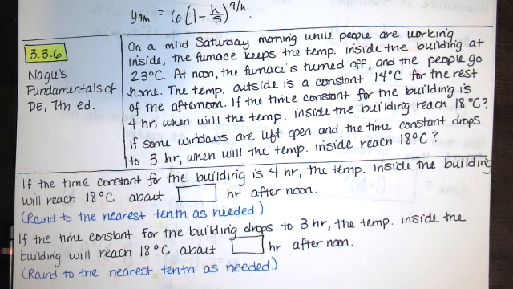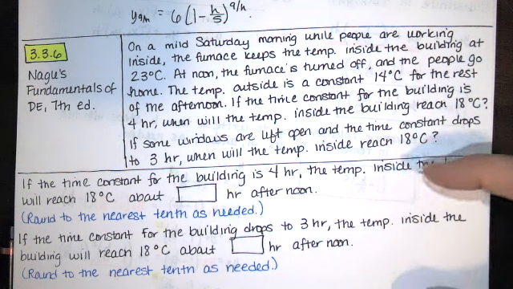Then the temperature outside is a constant 14 degrees Celsius for the rest of the afternoon. If the temperature constant for the building is 4 hours, the question is, when will the temperature inside the building reach 18 degrees Celsius? And if some windows are left open and the time constant drops to 3 hours, when will the temperature inside reach 18 degrees Celsius?